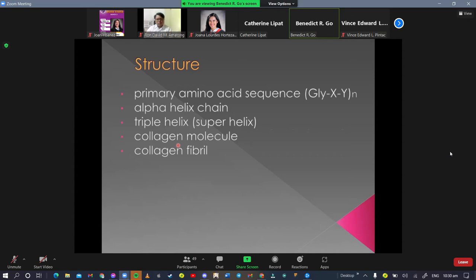Okay, you mentioned earlier that the primary amino acid sequence was Gly-X-Y, but you had a confusion as to what X and Y actually are.